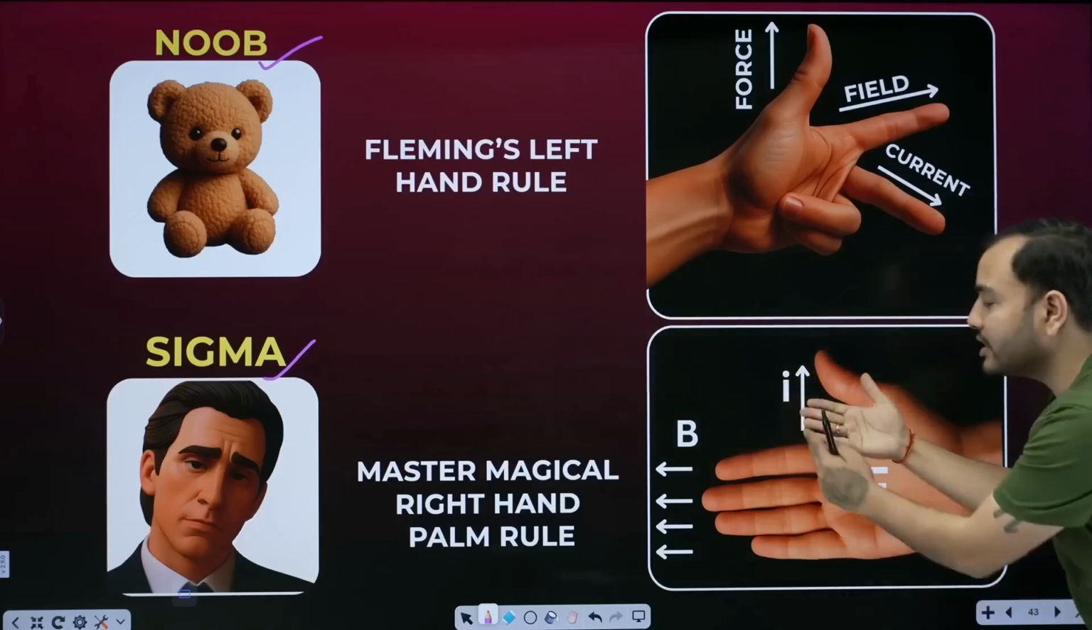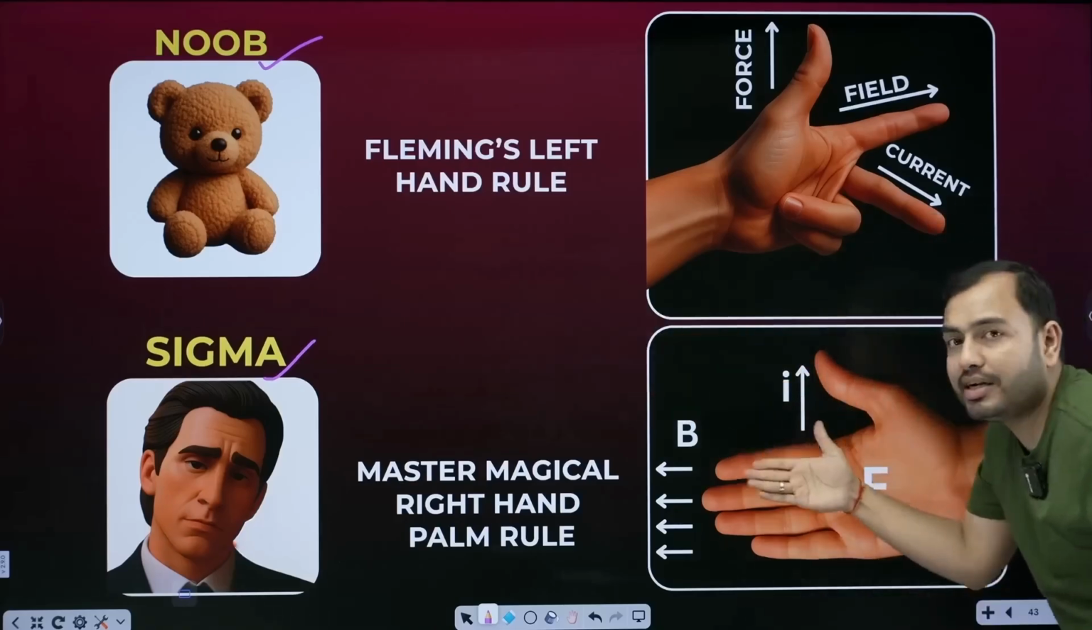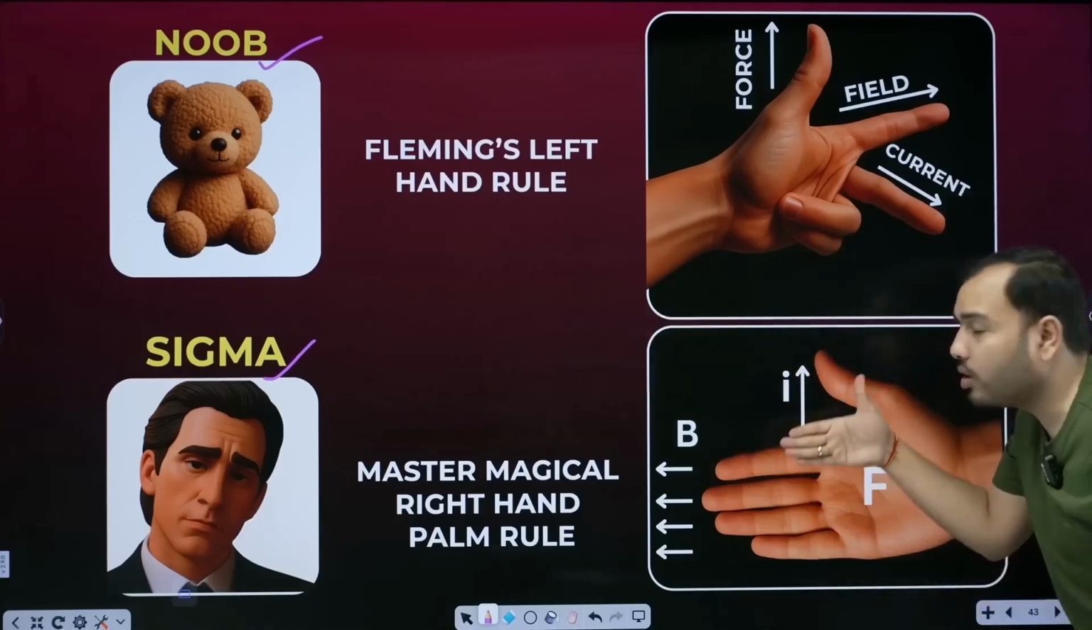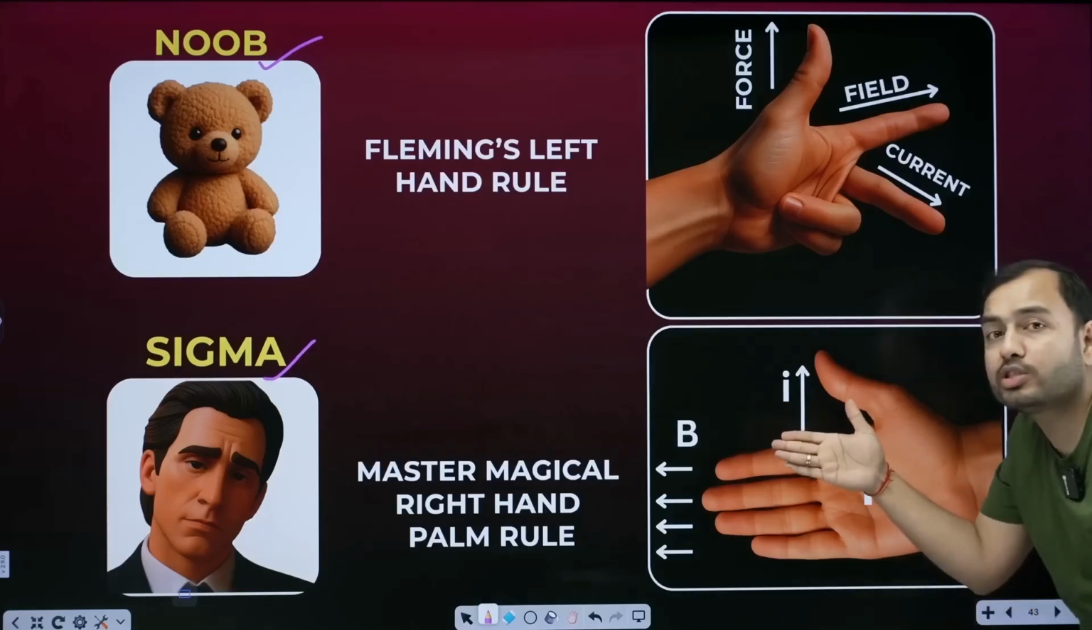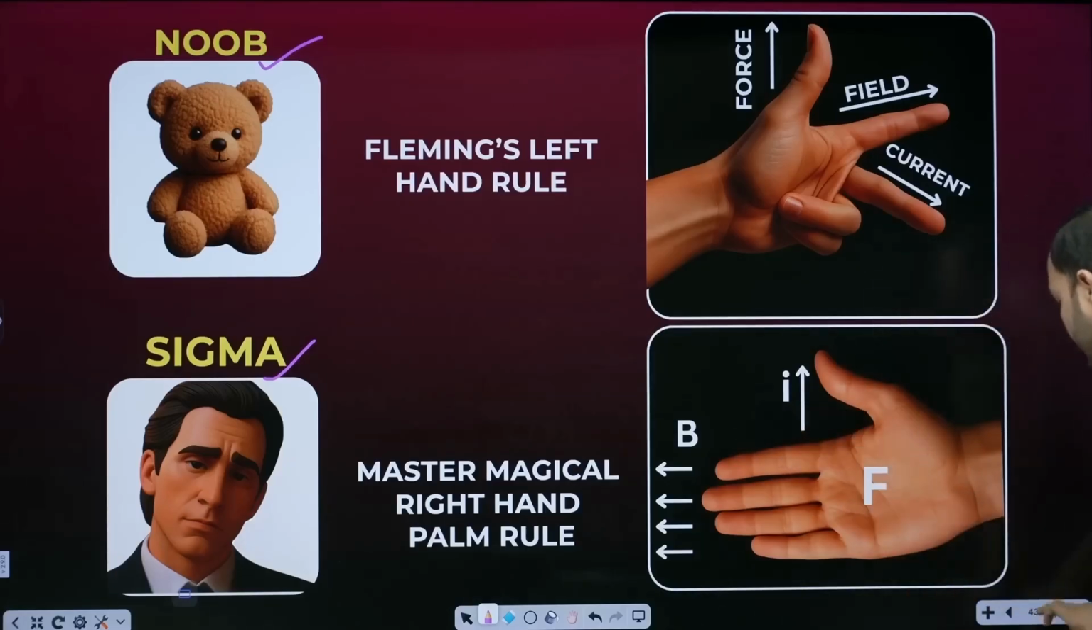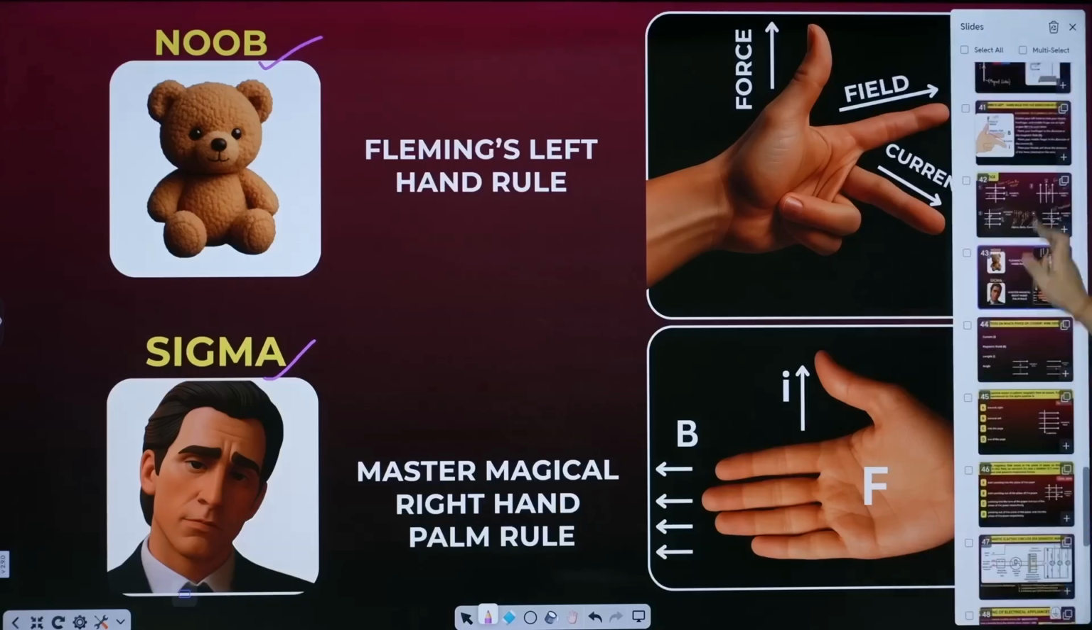Open the palm. Where will the fingers go first of all? Towards the magnetic field. Put the thumb in the direction of current. Where the palm is, that is the direction of the force. Okay, let's try. Let's do the same question which we just did.